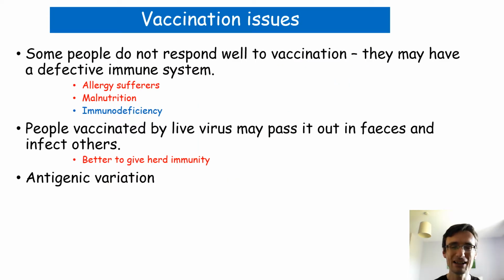There are issues with vaccinations. Some people don't respond very well to vaccinations. There are lots of side effects seen because some people have allergies and your body thinks it's an allergy. Some people who have malnutrition don't respond well to it. And if you've got an autoimmune deficiency disease, your white blood cells may not be able to make effective antibodies against it. People who have been vaccinated might actually pass it on, which isn't great. That's related to antigenic variation.